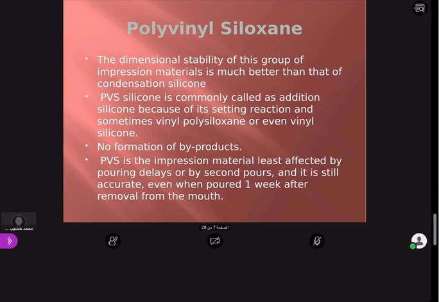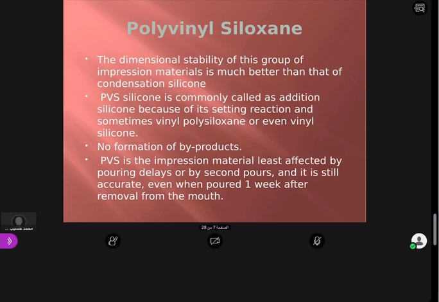Okay, but this is the third material, which is polyvinyl siloxane. So this material is dimensionally stable. PVS stands for polyvinyl siloxane. Silicone is commonly called additional silicone. It is also called additional silicone. Because of its setting reaction, it is sometimes called vinyl polysiloxane or even vinyl silicone. So there is no formation of byproducts.